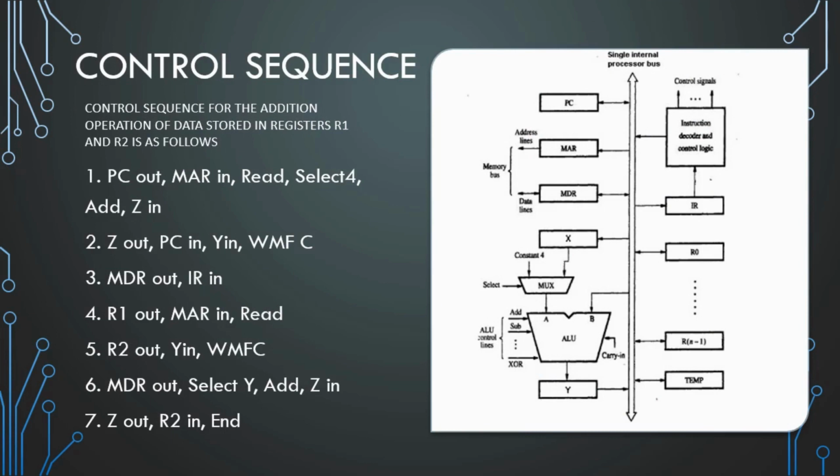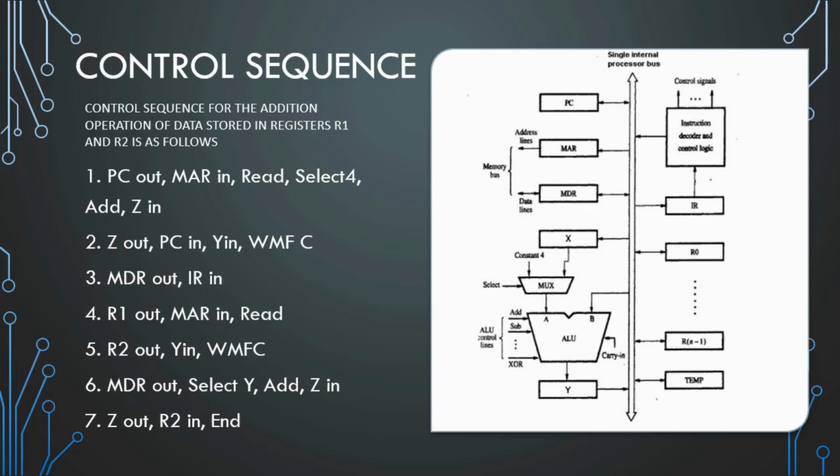Now we are going to see the control sequence for the addition operation of data stored in registers R1 and R2 in detail. The instruction fetch operation is initiated by loading the contents of the PC into MAR and sending a read request to the memory. To perform this task, first the contents of PC have to be brought to the internal bus and then loaded to MAR. To do this, the control circuit has to generate the PC out signal and MAR in signal.